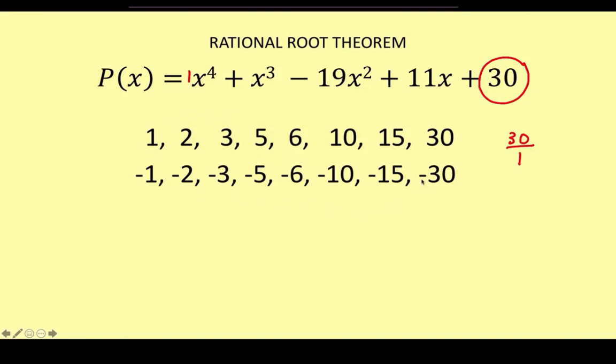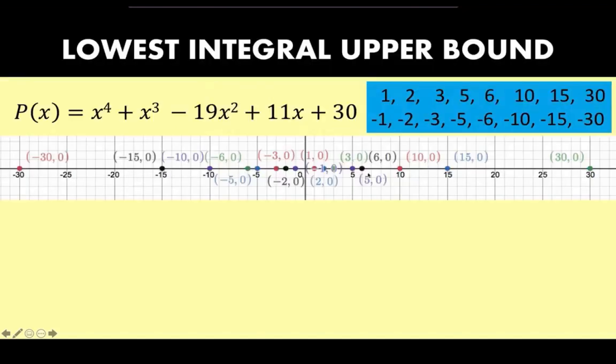But here, we have 16 possible candidates for the rational roots alone. So we need to narrow down the number of roots. If we plot all those possible real roots on the number line, this is what we saw. Let's remove the label so we can make it more clear.